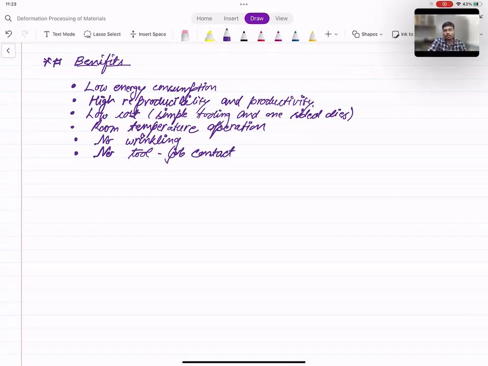Also, in this forming process, the spring back is very low. This happens because the rate of plastic deformation is very high. So relatively less spring back due to very high plastic deformation.